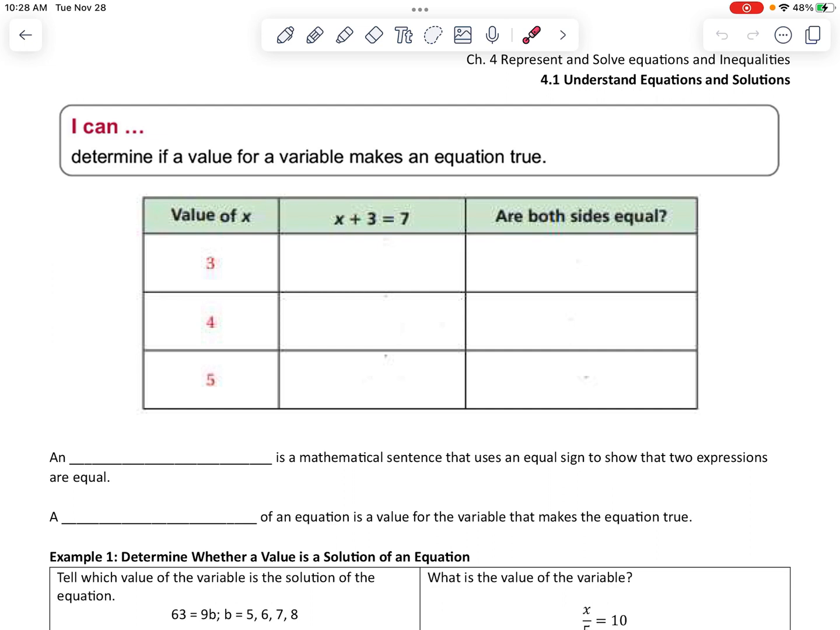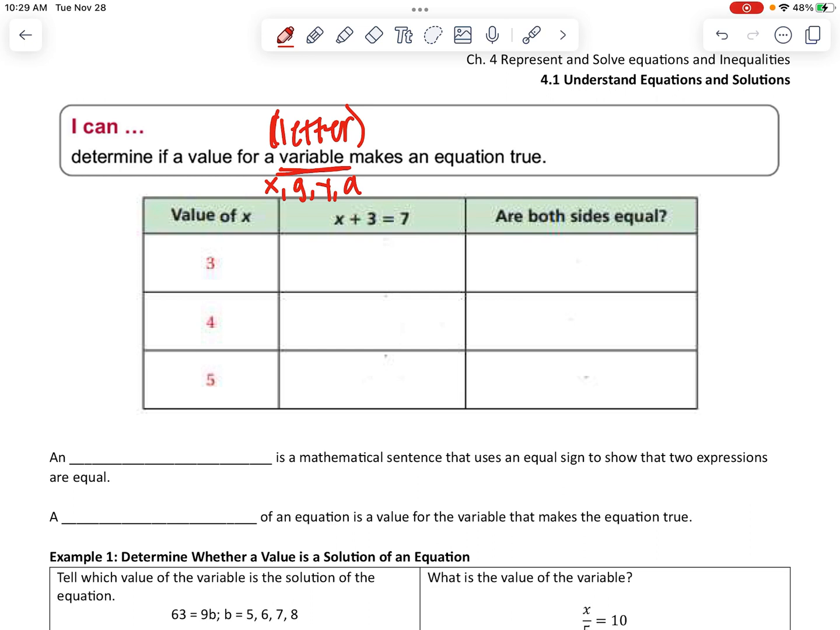By the end of the day, you should be able to determine if a value for a variable makes an equation true. I want you to underline variable, and I want you to remember that that's the letter. A variable is a letter, and if you don't remember that, you need to. That's going to be X, G, Y, A. Any letter is considered a variable.